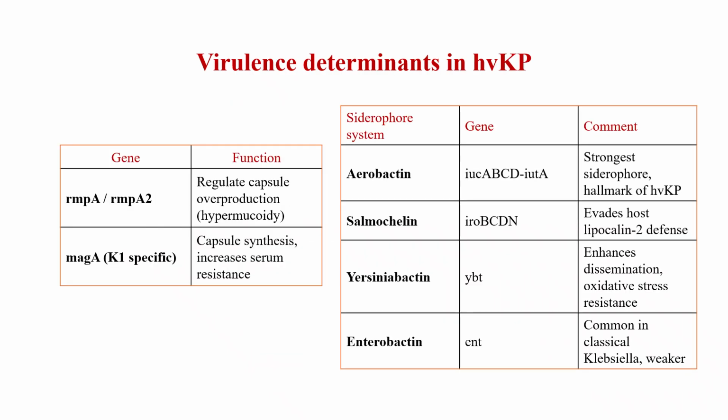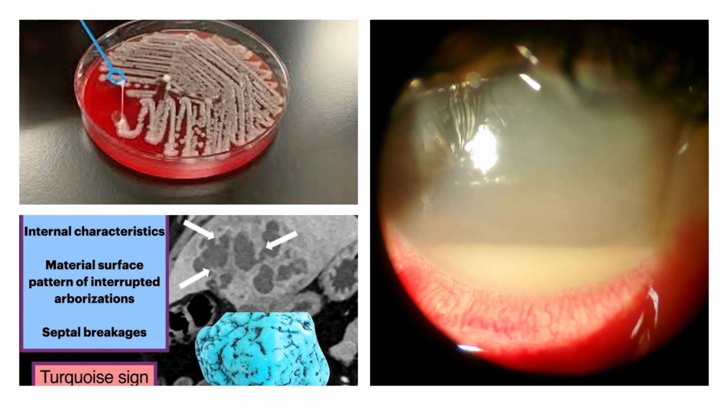With HVKP strains circulating in the hospitals, the hypervirulence in hypervirulent Klebsiella strains is because of two important reasons: the genetic material which regulates capsule, which is rmpA and rmpA2 and magA, and siderophores like aerobactin, salmochelin, yersiniabactin and enterobactin. With these siderophores, the bacteria is able to quench a lot of iron and grow faster, evade the host defenses and oxidative stress, thereby causing virulent presentation.